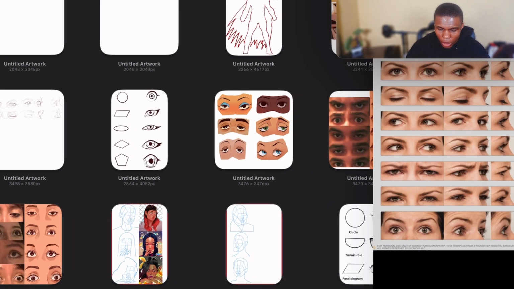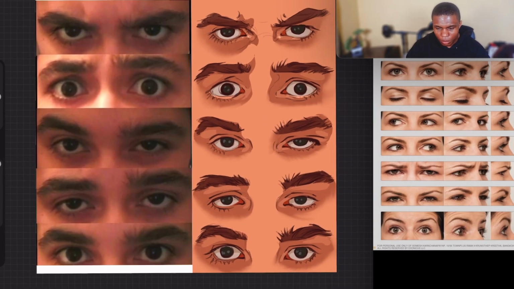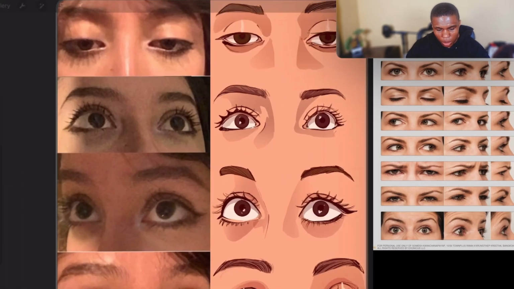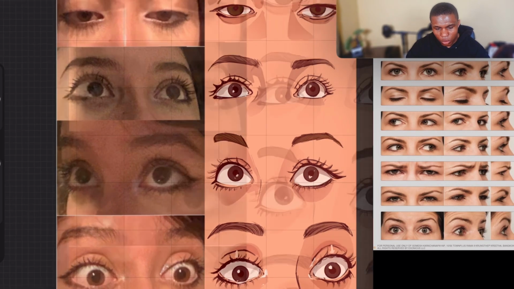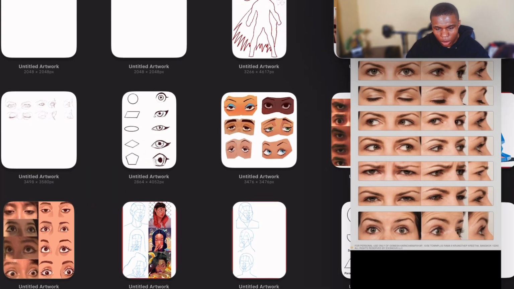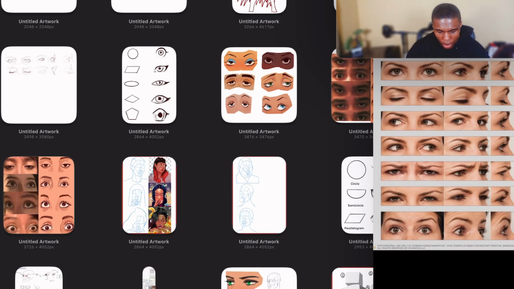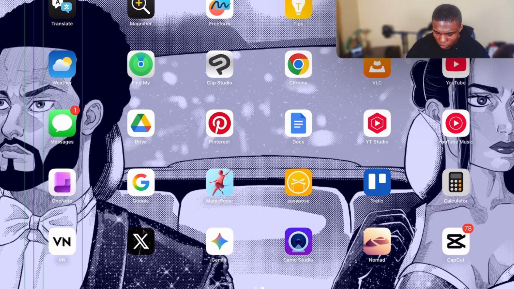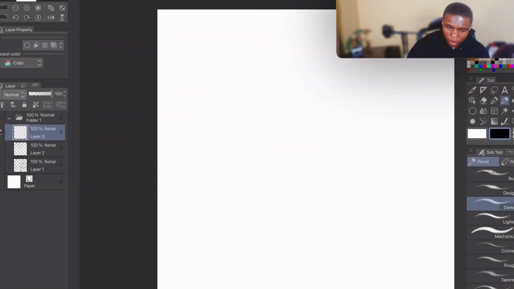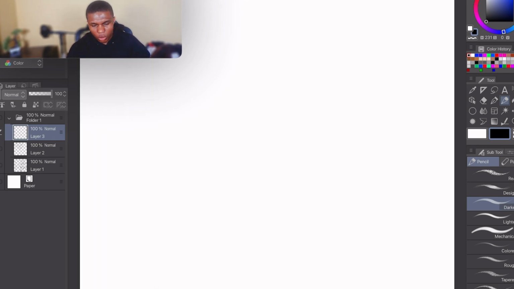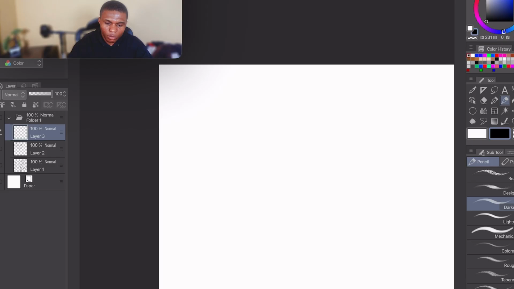Same thing here. So these are practices that you do to improve your drawing of the eye. And I didn't just do that for the eye, I did that for other parts of the face as well. So the next thing we are going to move into is drawing the nose.